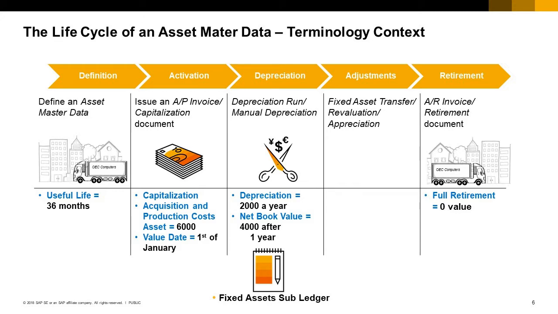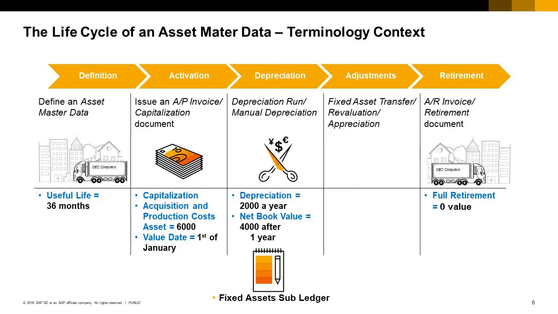Let us look at the life cycle of an Asset Master Data with reference to standard accounting terminology. The terminology is highlighted in blue in the slide. In our example, when we define the new truck that OEC Computers purchased, we define the asset's useful life. An asset's useful life is the period during which an asset is expected to be usable for the purpose for which it was acquired. Useful life may, or may not, correspond with the asset's actual physical life, or economic life. Before the end of an asset's useful life, the asset should be written off completely. We define this truck's useful life as 36 months.